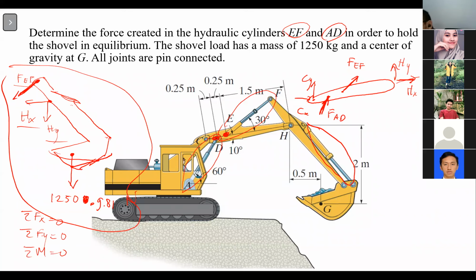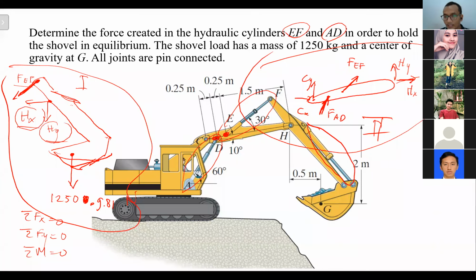Like what Asad said just now, you can solve for FEF by using sigma moment at point H. But the problem is you cannot just go to the next free body diagram. If we consider this as the first free body diagram and this one as the second, we cannot go to the second without solving Hx and Hy, because in the second free body diagram we have six unknowns.